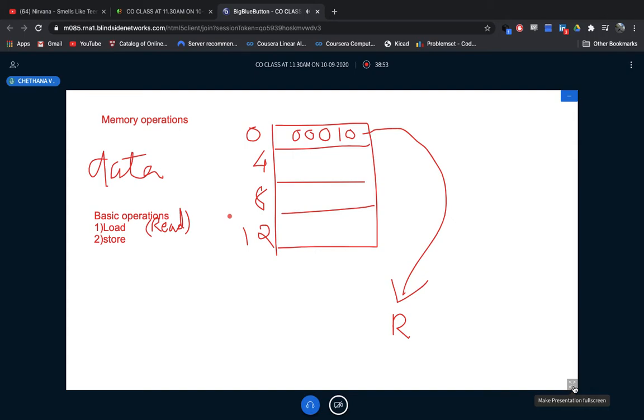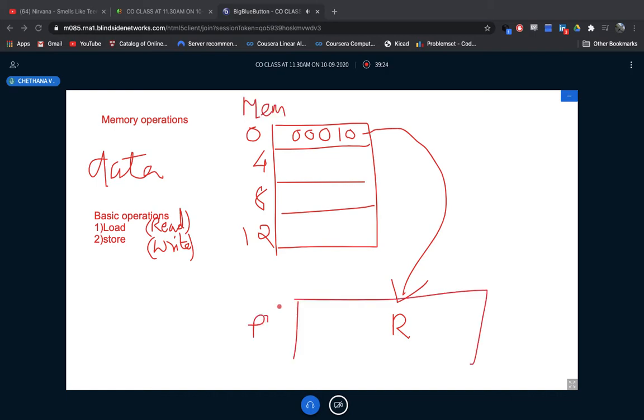The second one is the store operation. What is a store operation? Store means write the data. I have data in some register or in the processor. This is the memory, and this is the processor. So from this processor, or from inside the register, I will take the data from here and copy, or write, the data to this location.